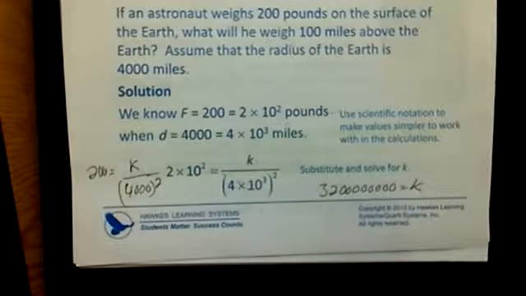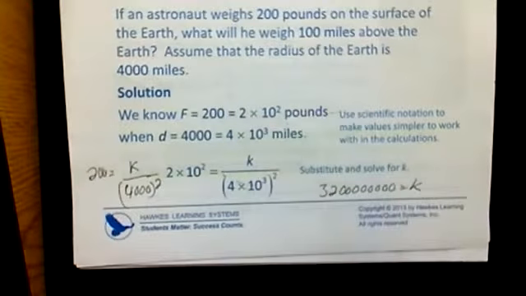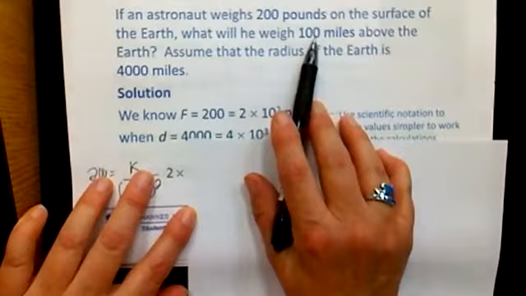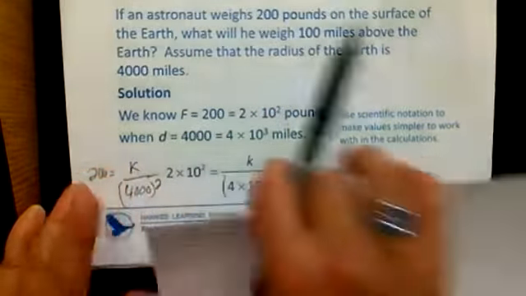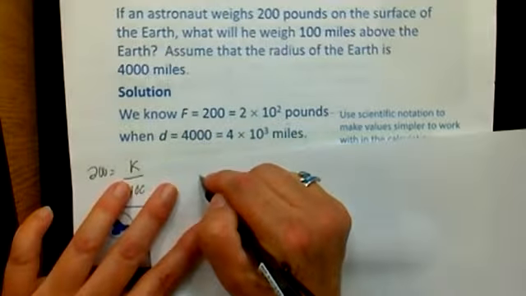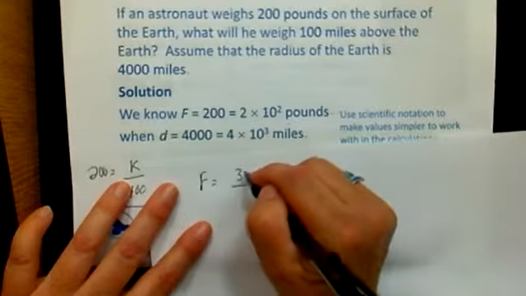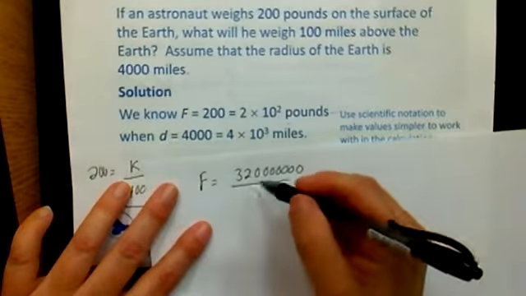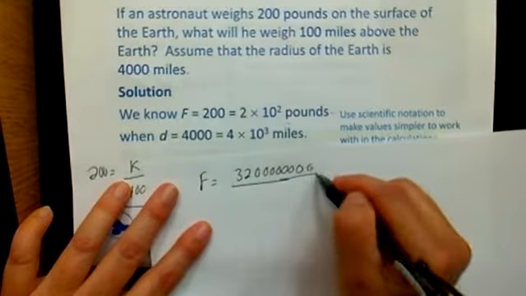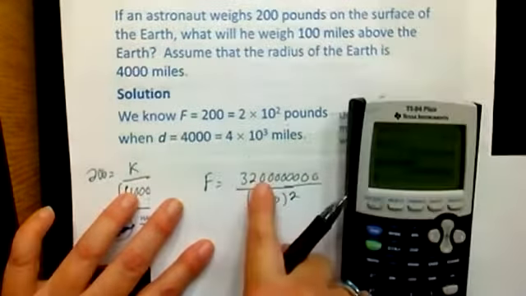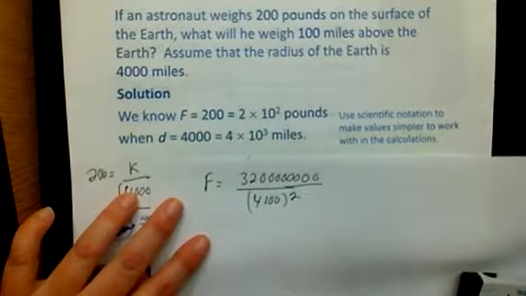So then, once we find k, we need to figure out what happens to his new weight when he's 100 miles up from Earth. So what does that 100 do? Well, that 100 ends up adding to the radius of the Earth, because now it's no longer 4,000, it's 4,000 plus 100. So now we want to know the force, and k was this 32 with 8 zeros. That's why you want to leave it on your calculator, all over 4,100 squared. So we're going to take that number on your calculator and divide it by 4,100 squared.